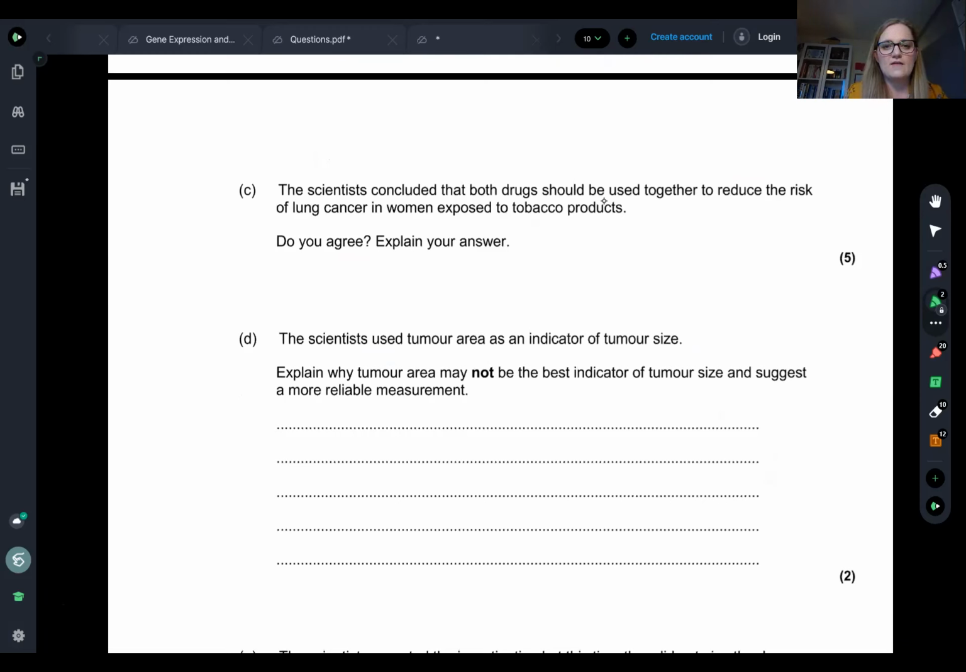So the question is, the scientists conclude that both drugs should be used together to reduce the risk of lung cancer in women exposed to tobacco products. Do you agree? Explain your answer. 5 marks. So what you need to do is basically come out with a yes or a no to start off with. Do you agree? Well, let's have a look.